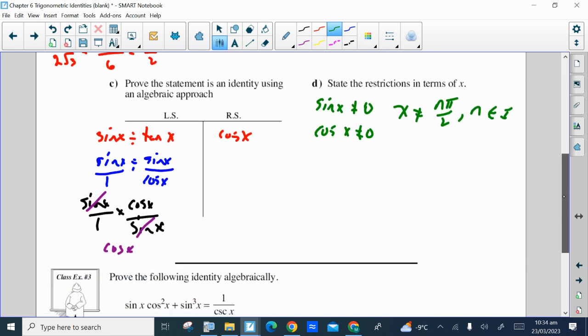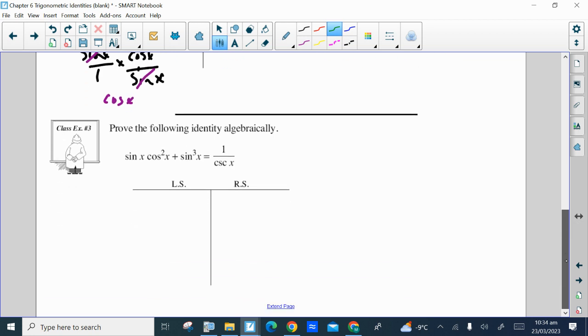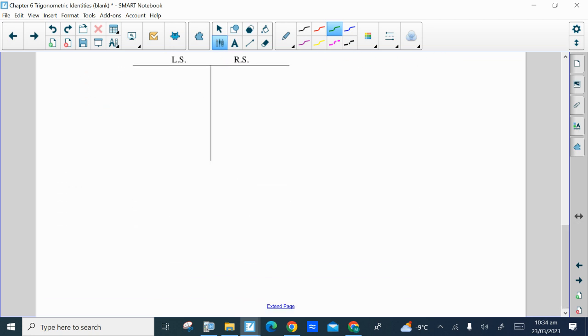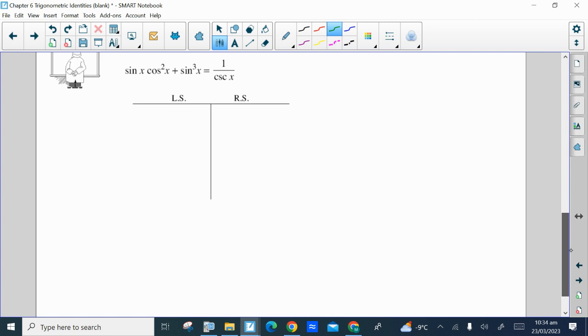So again, this is what we're going to be spending the next 2 days on for most of it. Showing that a statement is an identity, using those hints that we were given at the start. Only using a specific angle only shows that the statement is true for that specific angle, not all angles. That's why we have to do it algebraically.